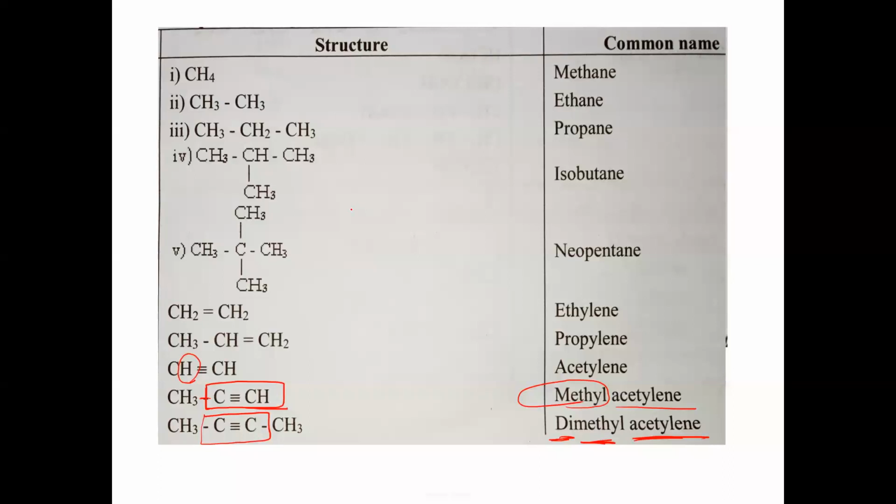Alkynes are nothing but acetylenes. Why are they called acetylenes? Because they are derivatives of acetylene. All alkynes are the derivatives of what? Acetylene. That's why they are called acetylenes.